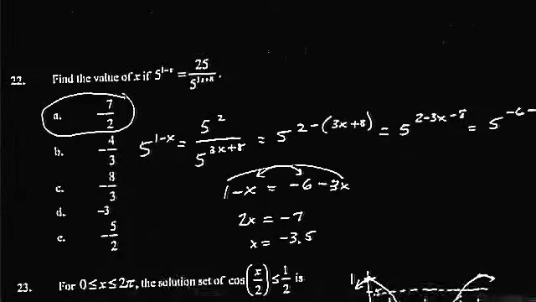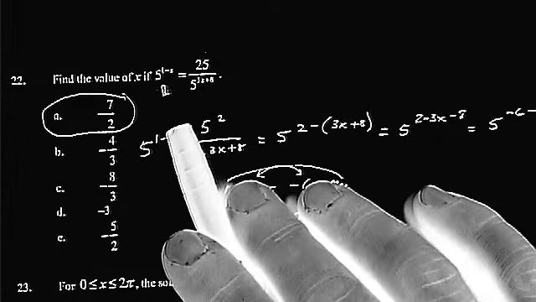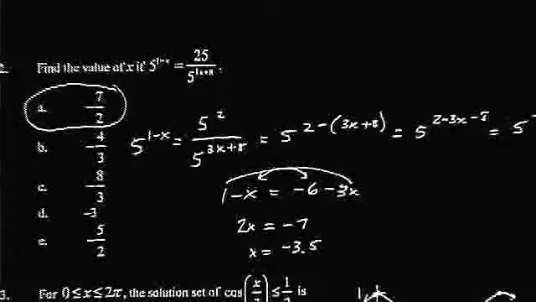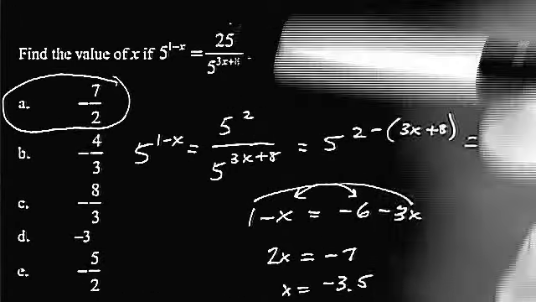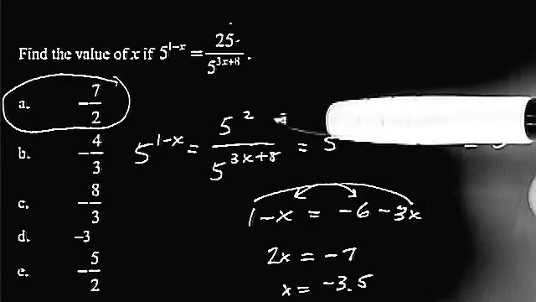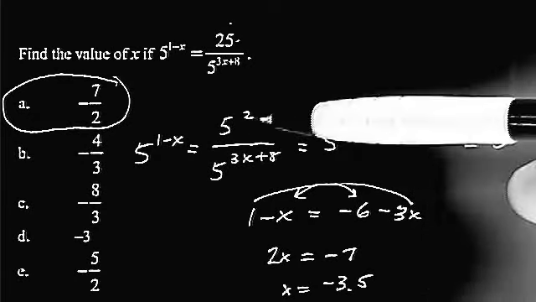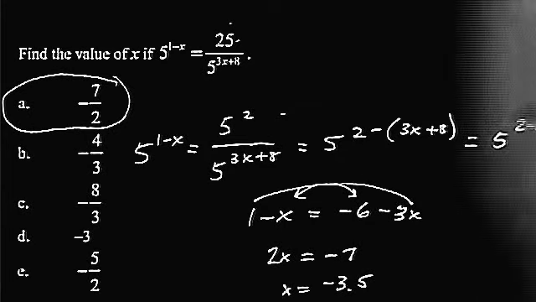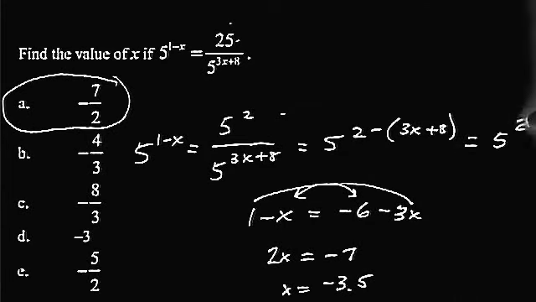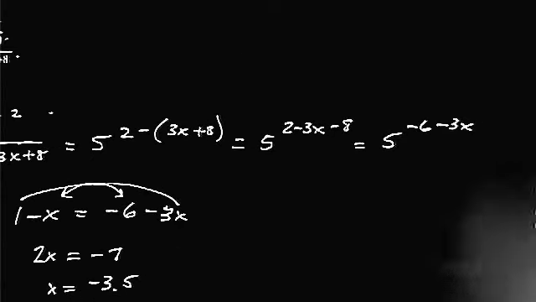Question 22, find the value of x given this information. As you can see, I changed 25 to 5 squared, and I know that when you are dividing like bases, you can subtract the exponent. So I have 2 minus this exponent, which is distributed the negative, and I got 2 minus 3x minus 8. Okay, just following my logic there.